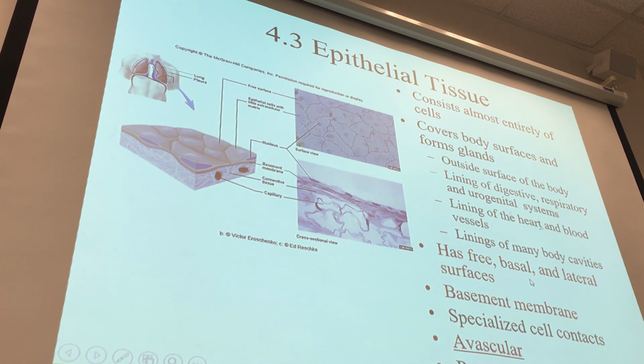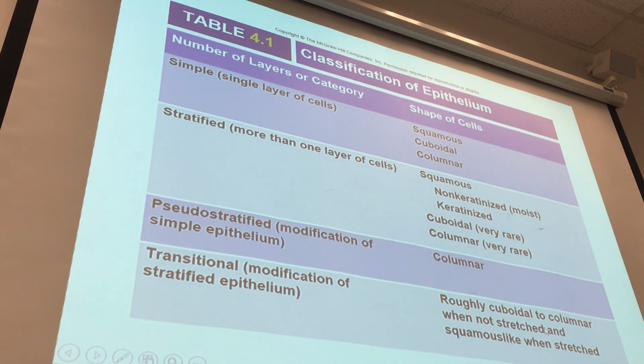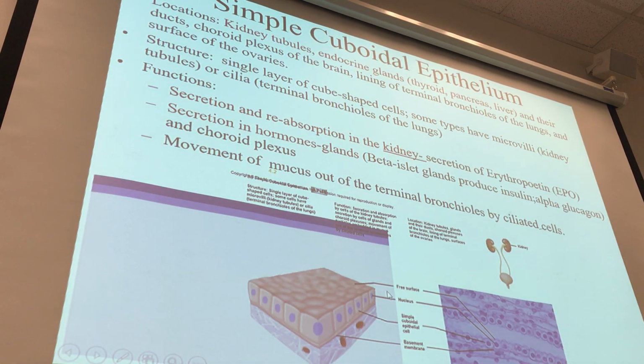Now, what I want you to know is, in terms of epithelial tissue, they have free, basal, and lateral surfaces. So when we look at a cell, like this one. So here's our simple cuboidal cell right here. It has the lateral surface where it makes contact to the sides of other cells. It's got a basal surface down here where it's connected to our foundation, our basement membrane. And then it's got a free surface on top where it's making contact with whatever goes over it.